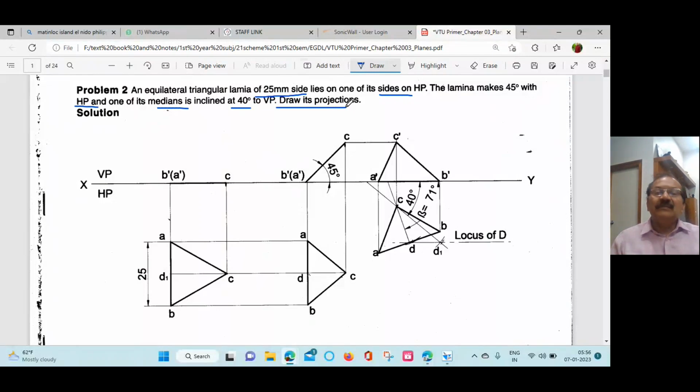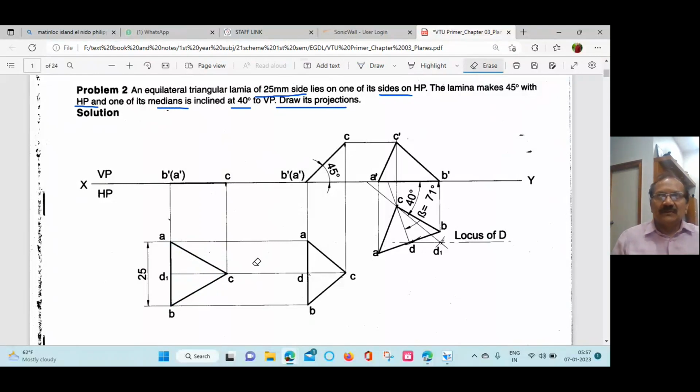Median is inclined at 40 degree to VP. What is a median? Median is a line drawn from the corner of the triangle to the center of the opposite edge. So CD1 is one of the medians. Similarly, we can draw one more median from B to the center of AC, another median from the corner A to the center of BC. Like this, we can draw the medians. So a maximum of three medians can be drawn. One of its medians is inclined at 40 degree to VP.